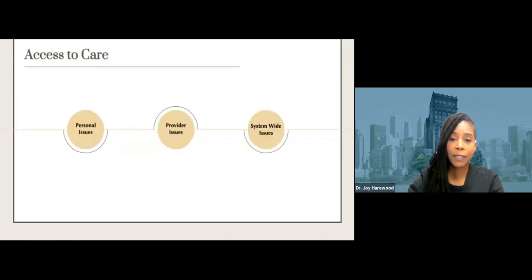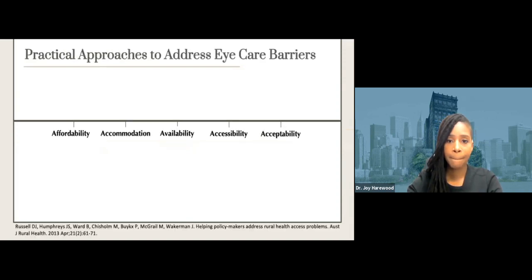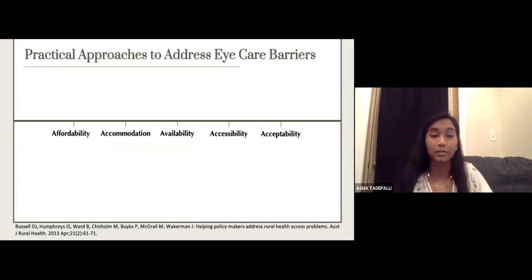We also spoke about some of the different ways we can think about access to care, whether that be personal issues, provider issues, or system-wide issues. And we really delved into how we try to get beyond some of these issues to provide the care that we want for the patients that need it. The other Penchansky and Thomas classifications: affordability, accommodation, availability, accessibility, acceptability. We went through practical approaches and resources that we can use to help our patients. And finally, physician awareness, probably most impactful.